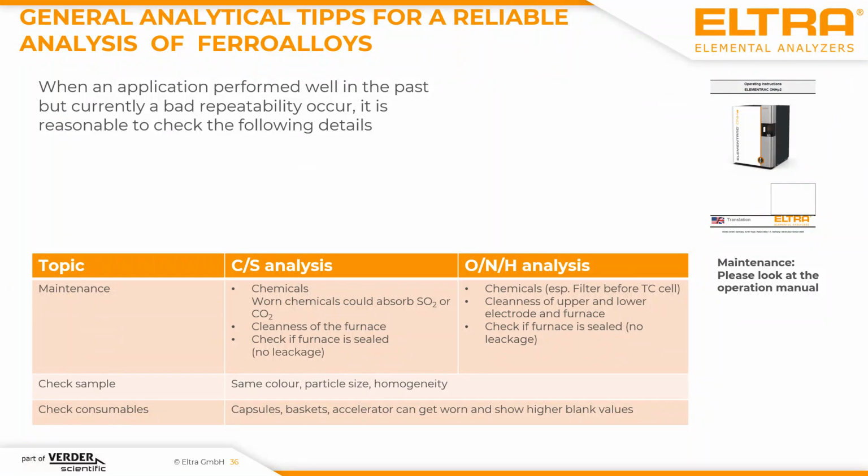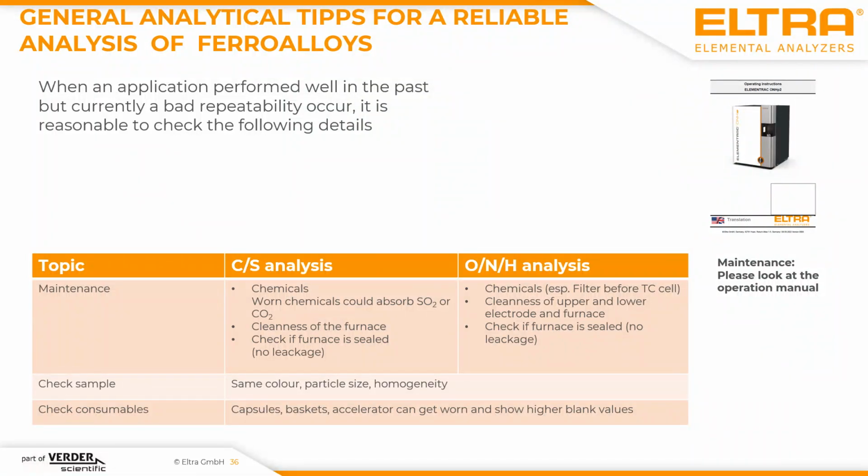This does mean for CS analysis, for example, you check whether the chemicals are worn and maybe absorb SO2 and CO2 because they are very wet, or maybe the filling is a little bit compact. Check the cleanness of the furnace and check if the furnace is sealed. Especially when you are using tungsten tin as accelerator, it is possible that the leakage is caused by all the dust from the accelerator.